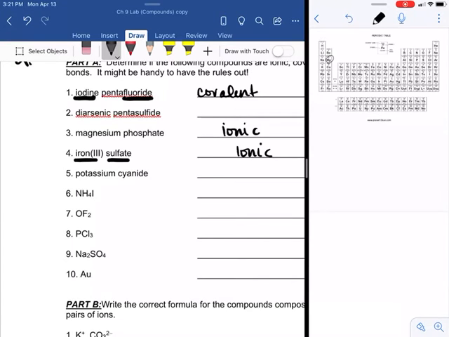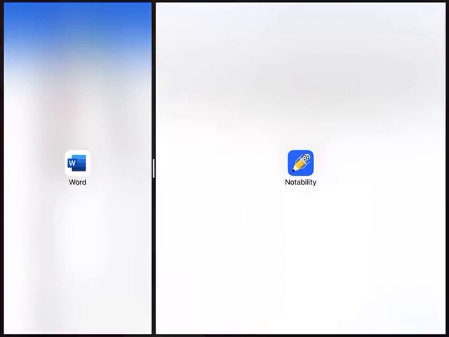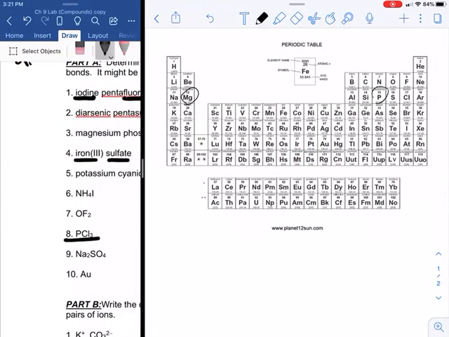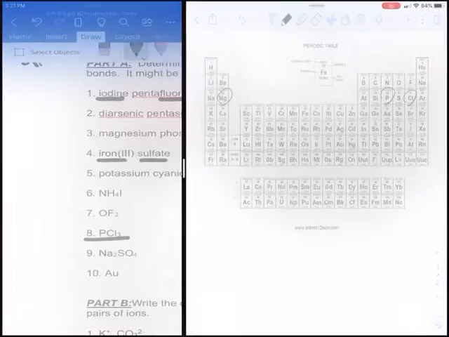Now it goes down and it asks you with the formulas. So see this one for a minute. PCl3, if you go over here on the periodic table, P is over here and Cl is over here.